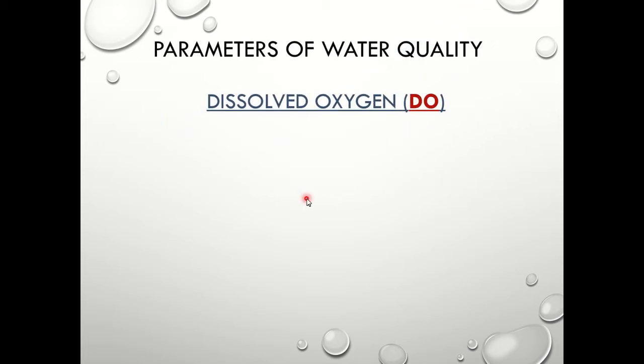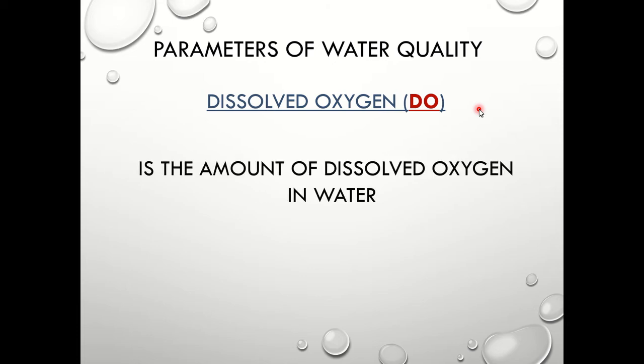All right. Parameters of water quality. Dissolved oxygen. They call it DO. Oxygen is the basic lifeline of organisms: humans, fish, contaminants, everything. Dissolved oxygen is the amount of oxygen dissolved in water. So when fish start dying in a lake, that means their dissolved oxygen is being reduced.